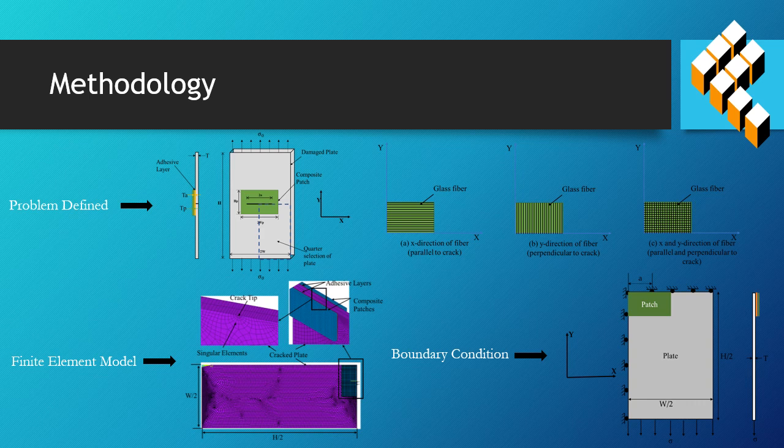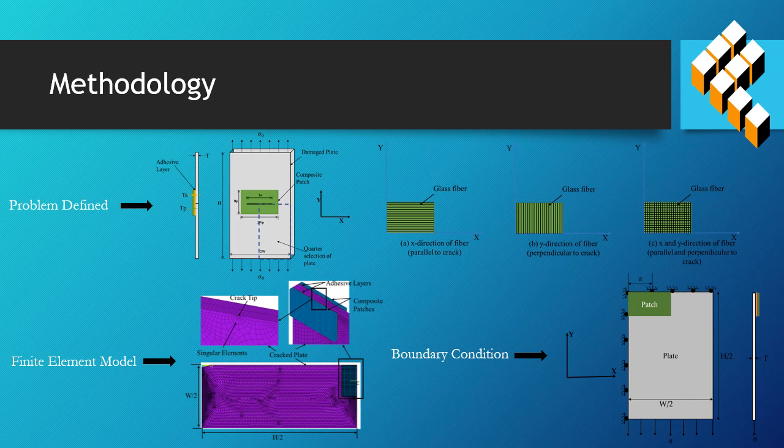In the next slide, you can see the first figure as the problem defined, in which we have a thin plate bonded with the composite patch using the adhesive layer. And this composite patch has three lamina orientations. One is parallel to the crack, next is perpendicular to the crack, and the third one is combined together.